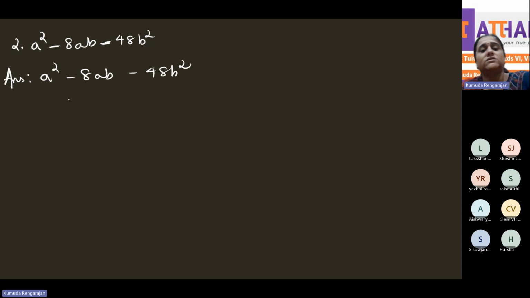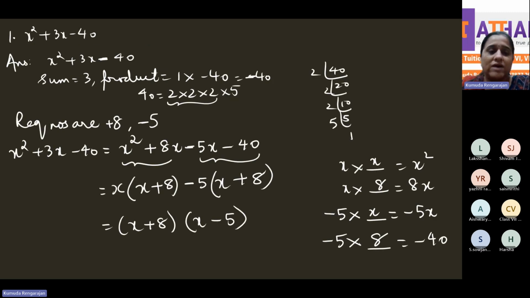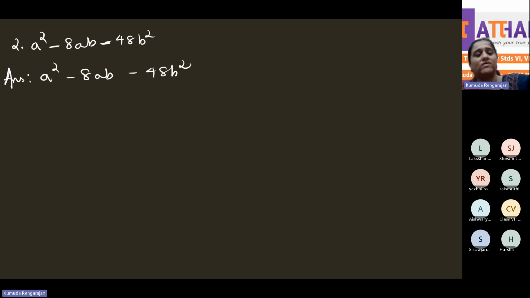So now tell me, here we don't have x, like in this expression. Here we have x squared, x and constant. Now here we have a squared, ab and b squared. Just guess what can be the sum here. What can be the sum here?